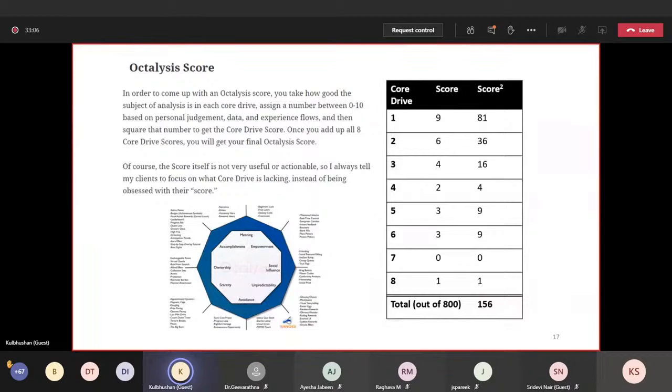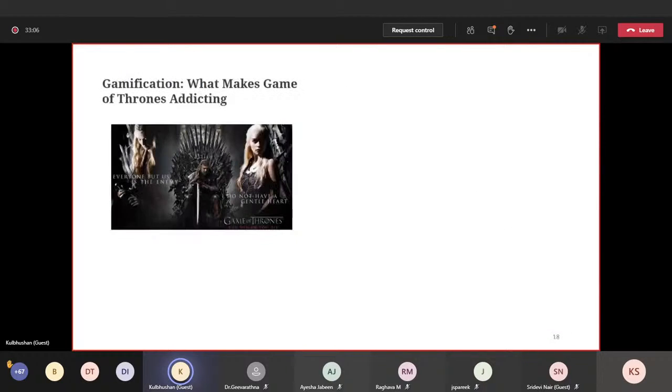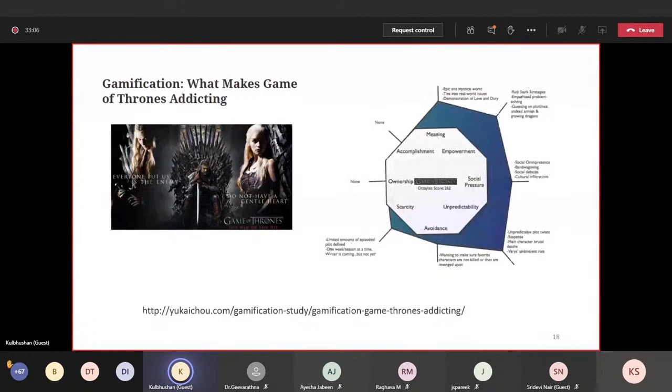I hope all of you are aware of the series called Game of Thrones. There is a huge fan following. People are investing a lot of their time to watch the series, especially the students in engineering colleges. They are very hooked to the series. So Yu-kai Chou has created an Octalysis analysis which looks like this. It's also available on his website. You can Google it at any time. He said that this is how the Octalysis of Game of Thrones looks.